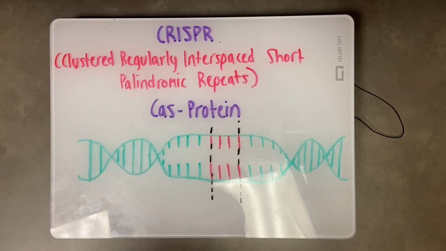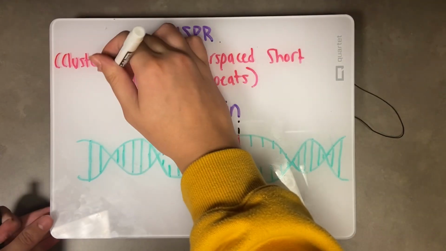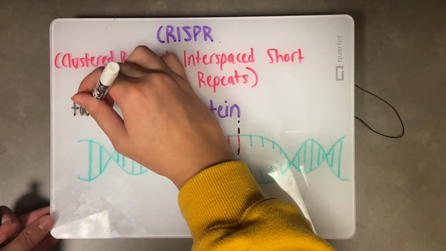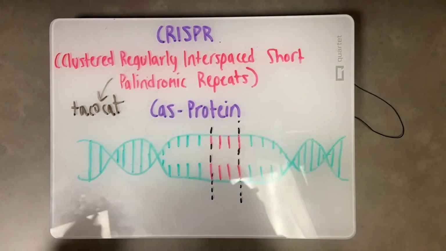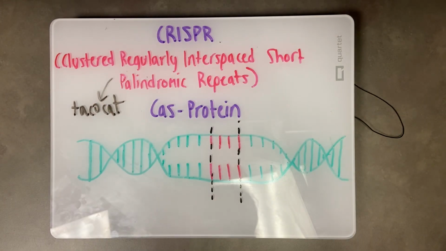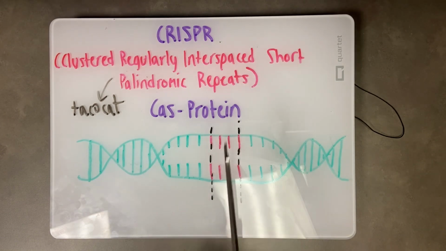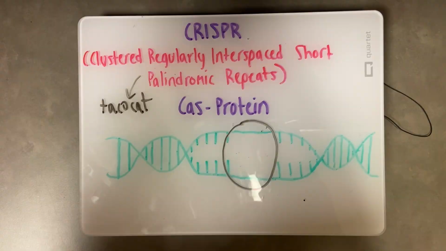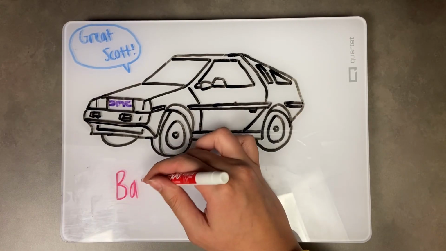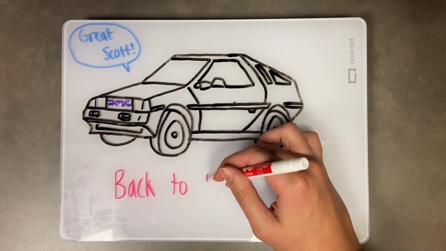Clustered regularly interspaced short palindromic repeats, or CRISPR, are repetitive sequences of DNA. CRISPR-associated proteins, or Cas proteins, chop up each sequence of DNA. Usually in CRISPR application, the Cas9 protein is used. Now, let's talk about why we care about these DNA segments and the protein.